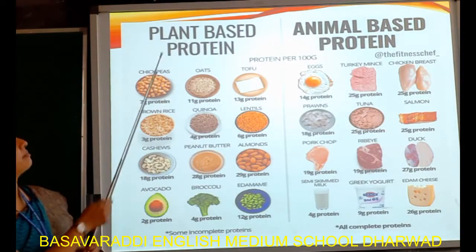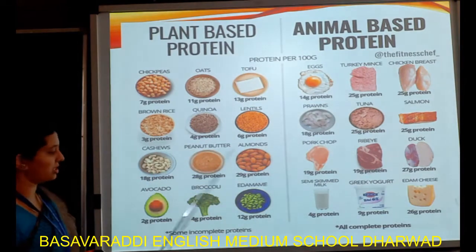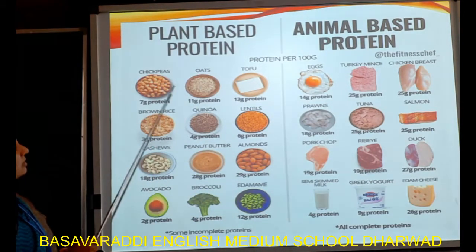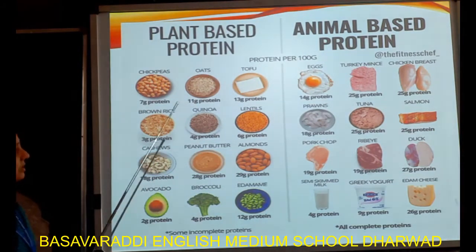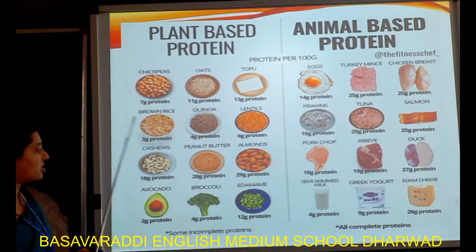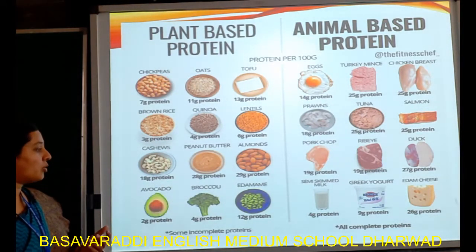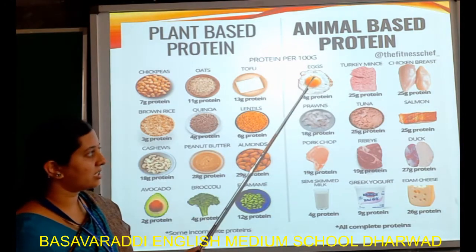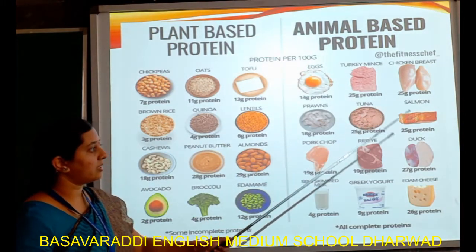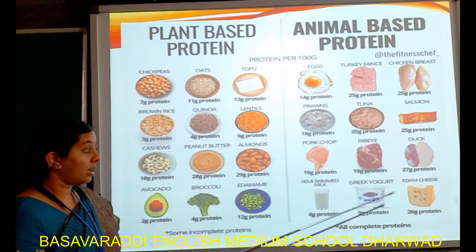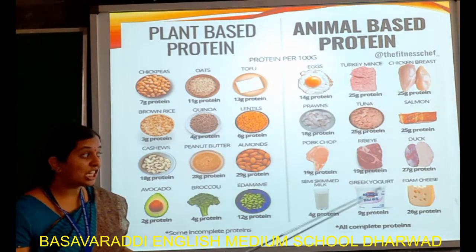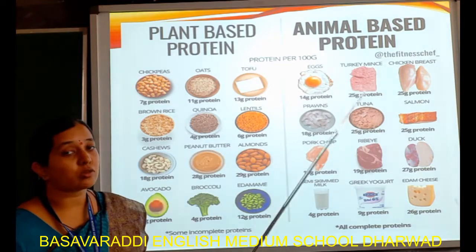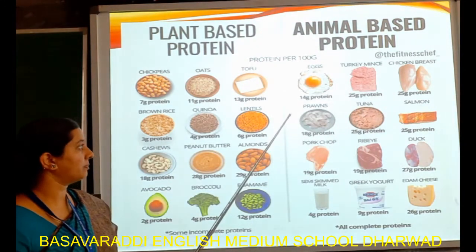You can see here plant-based proteins and animal-based proteins. Among plant-based you have oats, almonds, peanuts, cashews, avocado, and many more. In the same way, animal-based sources are eggs, chicken, duck, milk, yogurt and cheese. These are rich sources of protein.